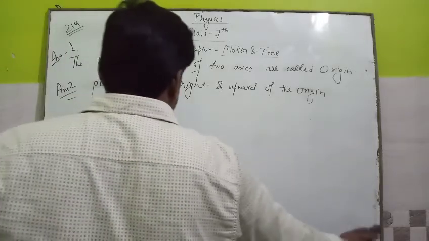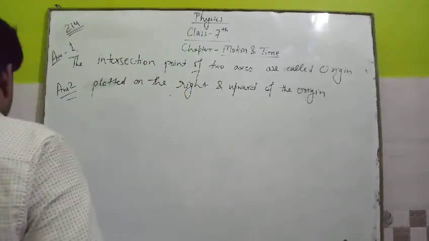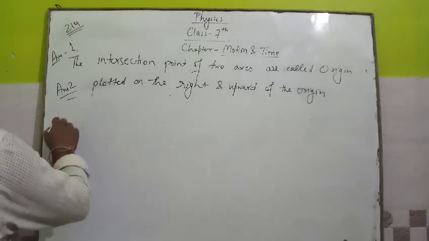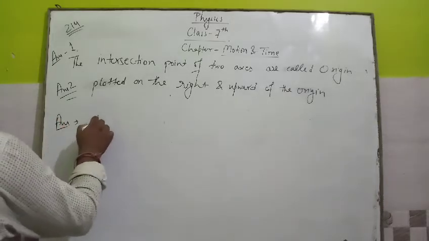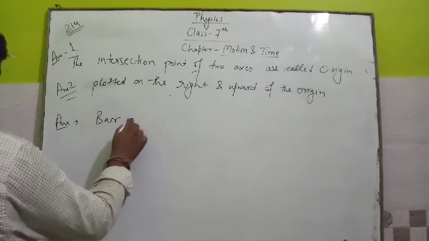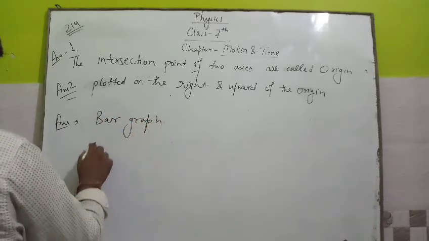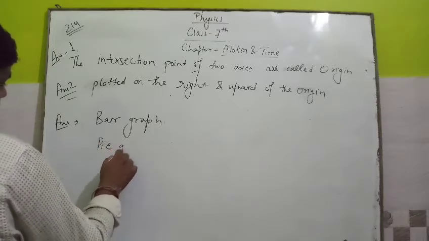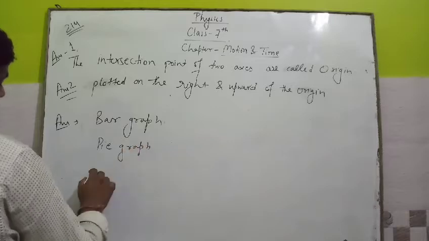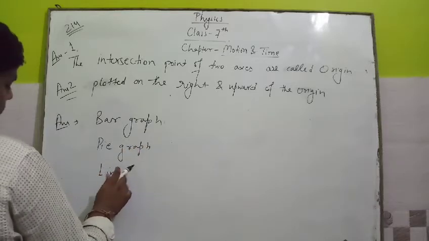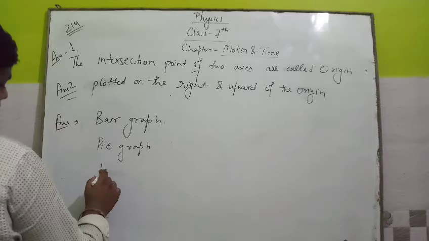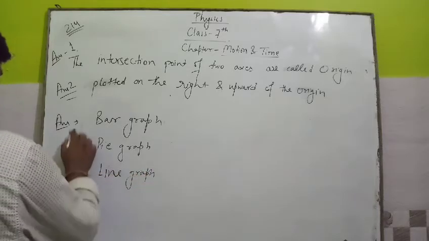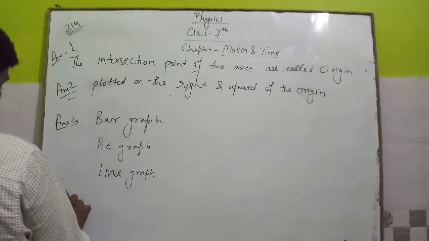Now next question is what? Name the various types of graphs. So here only three types of graph. First is bar graph, second is pie graph, and third is line graph. This is answer 3. Now for answer 4.